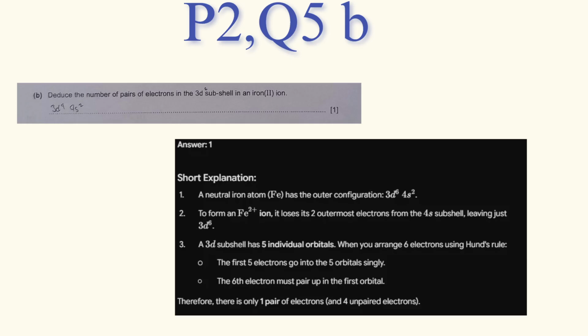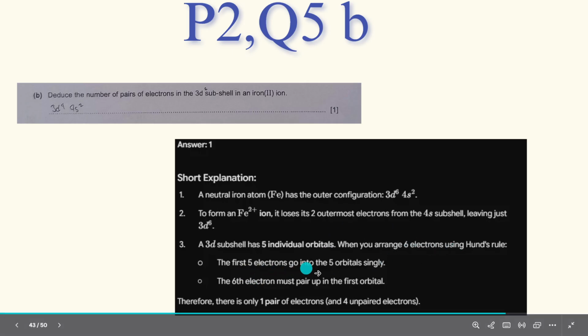The answer is 1. The explanation is: neutral iron atom Fe has the outer configuration 3d6 4s2. To form an iron ion with 2+ charge, it loses its 2 outermost electrons from the 4s subshell, leaving just 3d6. The 3d subshell has 5 individual orbitals. When you arrange 6 electrons, use Hund's rule. The first 5 electrons go into the 5 orbitals singly, and the 6th electron must pair up in the first orbital. So there's only 1 pair of electrons and 4 unpaired electrons.